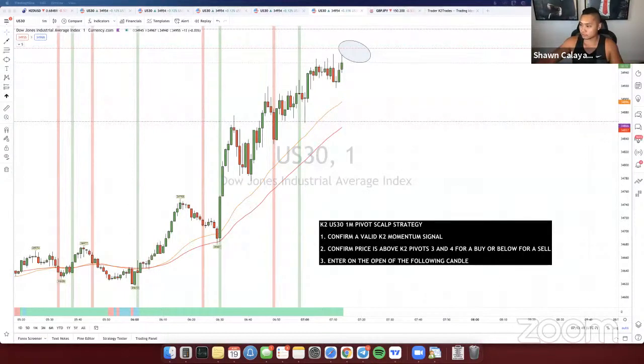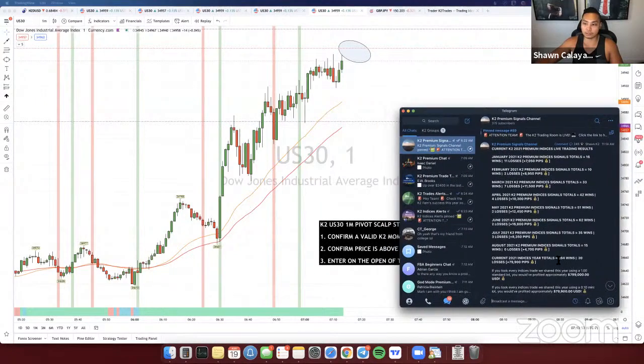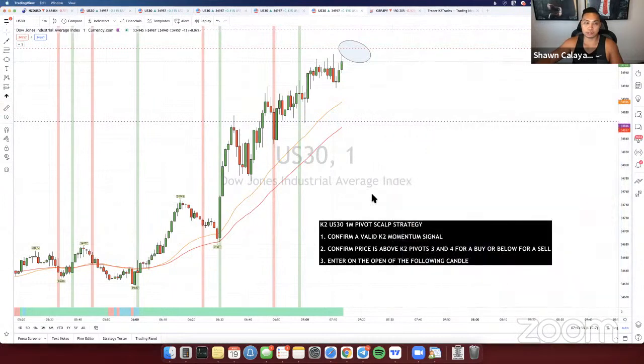I'm just checking the groups over here to see if there's anything else that you guys need help with. If you have any questions, feel free to let me know. I'm still looking for trades, so you can still ask me a question and I'll still look for trades here. I'm just looking for the retracement.